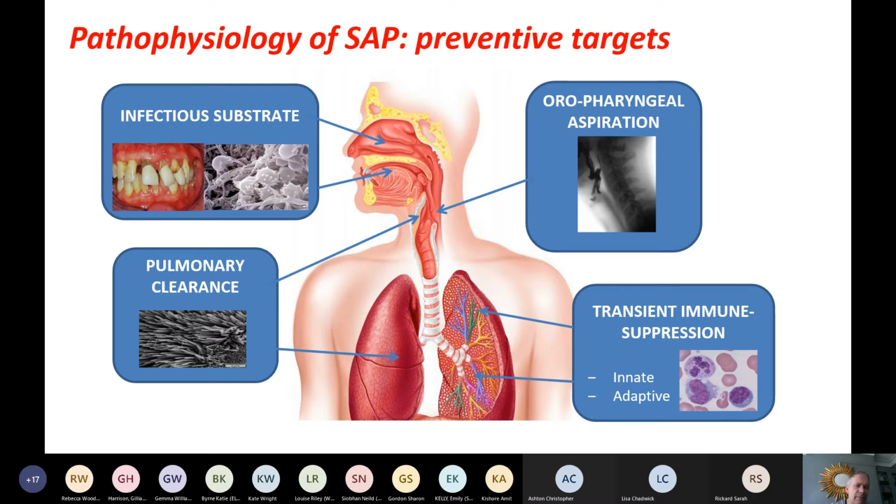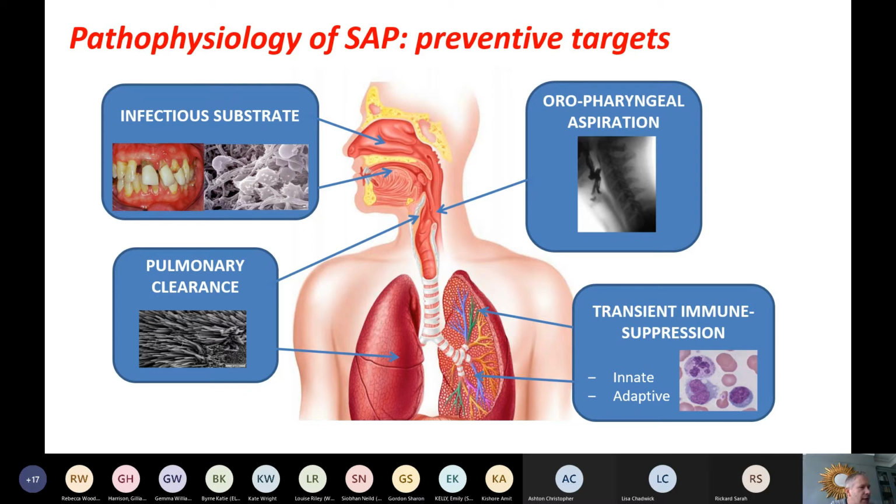So there is potentially infectious substrate from the lower GI tract. The stomach's fairly sterile because it's a very acid environment, but we do know, as you've heard from Amit, if you aspirate from lower down in the bowel, you can, of course, end up with a certain group of organisms going into the lungs then.